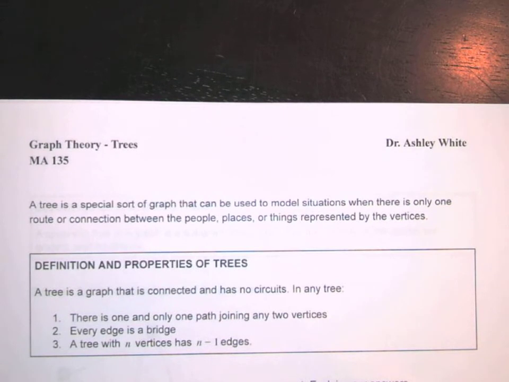So some properties of trees. First, the definition: a tree is a graph that is connected and has no circuits. In any tree, there's one and only one path joining any two vertices. Every edge is a bridge. Remember, what's a bridge? A bridge is an edge such that if you remove that edge from a graph, the graph will no longer be connected. So every single edge is a bridge, and a tree with n vertices will have to have n minus 1 edges.